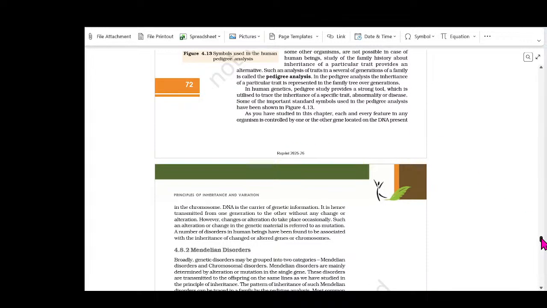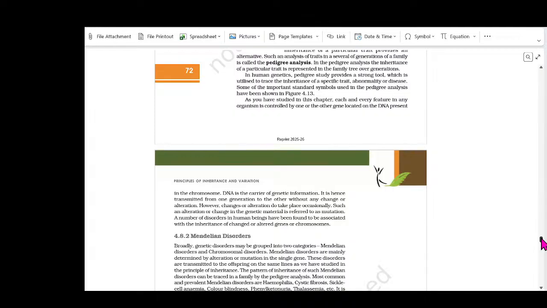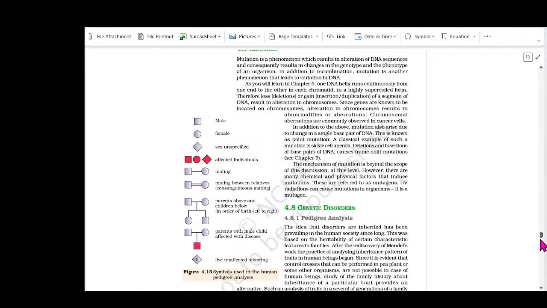As you have studied in this chapter, each and every feature in any organism is controlled by one or the other gene located on the DNA present in the chromosome. DNA is a carrier of genetic information. It is hence transmitted from one generation to the other without any change or alteration. However, changes or alterations do take place occasionally. Such an alteration or change in the genetic material is referred to as mutation. A number of disorders in human beings have been found to be associated with the inheritance of changed or altered genes or chromosomes.